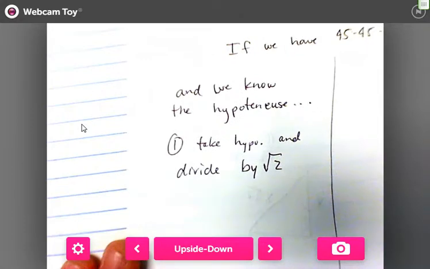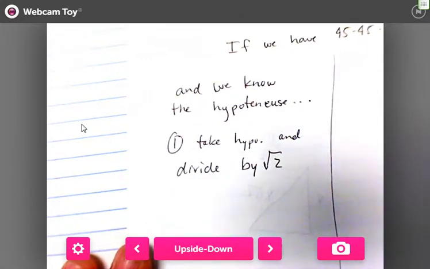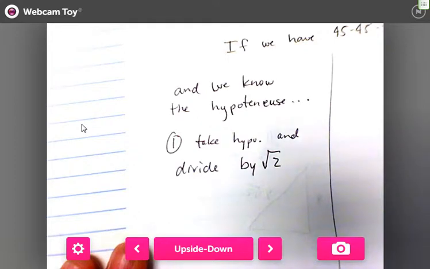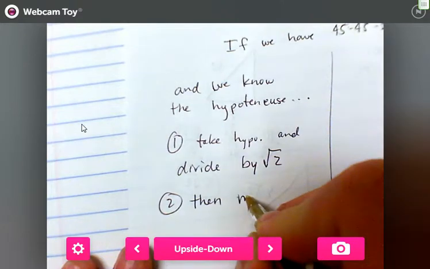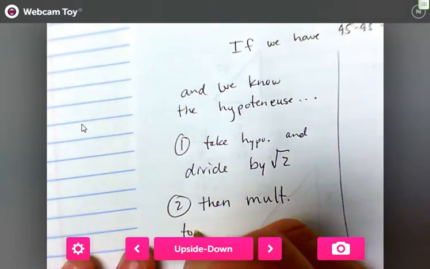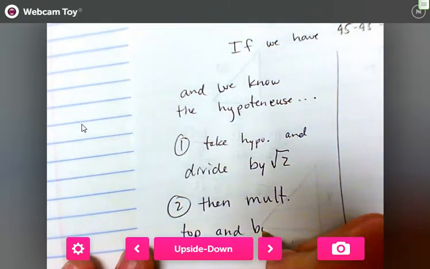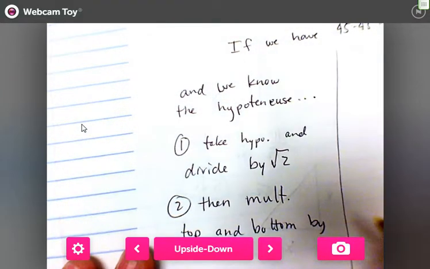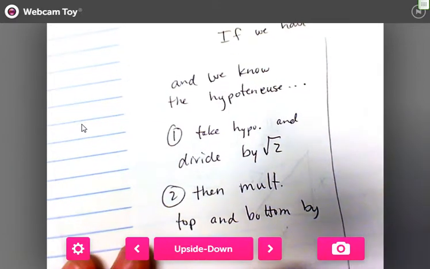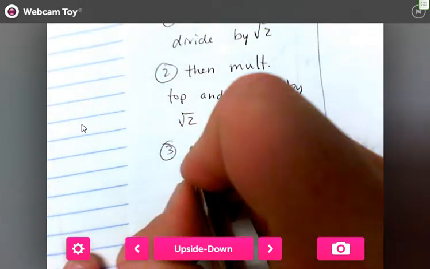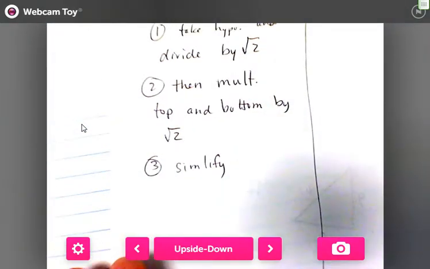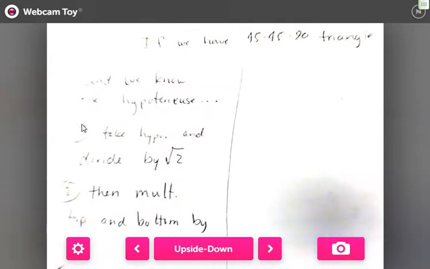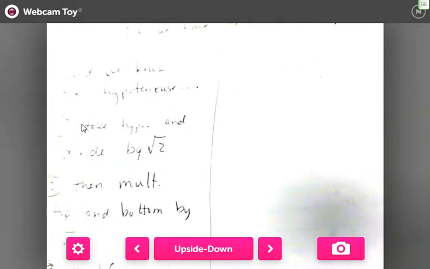Now remember, we had 10 square root 2 over 2. What was our second step? Multiply the square root 2 divided by 2. Good. Then multiply top and bottom by square root of 2. And then our last bit, number 3, is simplify. So that if we had the 10 over 2, we could just make that into 5. Okay, going to the other side of our paper.